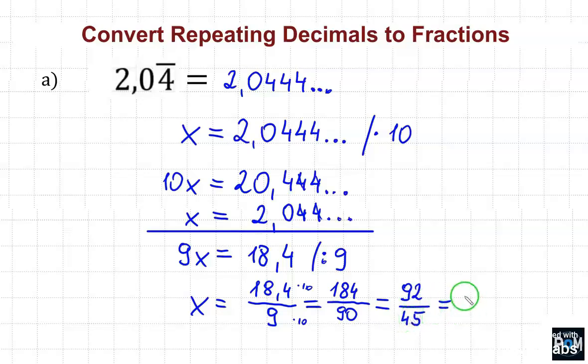There are 2 wholes. 2 times 45 is 90. So I still need 2 to reach 92. So here we have 2 wholes and 2 45ths, and that's the same as our initial fraction. We converted a repeating decimal into a fraction.